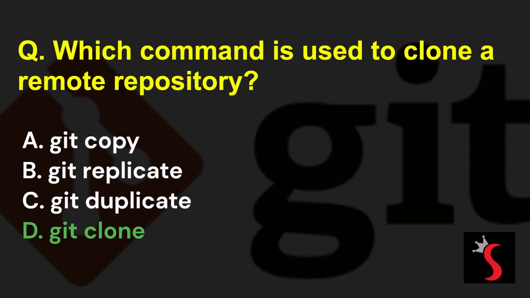And correct answer is option D. Git clone. Git clone is used to copy an existing Git repository into a new local directory. The git clone command will create a new local directory for the repository, copy all the contents of the specified repository, create the remote tracked branches, and check out an initial branch locally. By default, git clone will create a reference to the remote repository called origin.